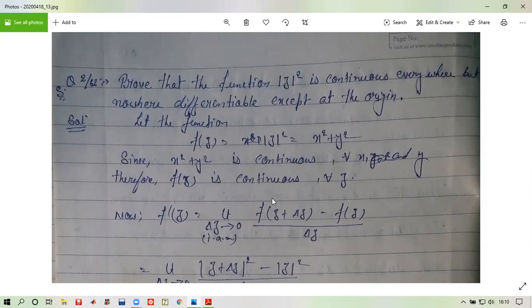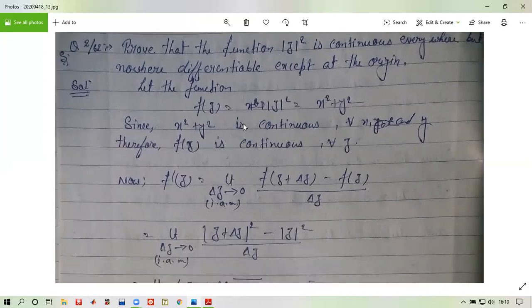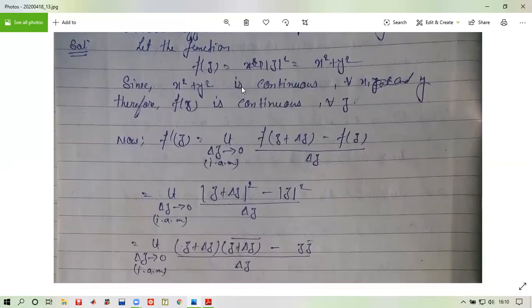Now, the first question is to prove that the function mod z square is continuous everywhere but nowhere differentiable except at the origin. That means the function is differentiable at the origin and nowhere else, but continuous everywhere. For this, we can construct a function which is given.